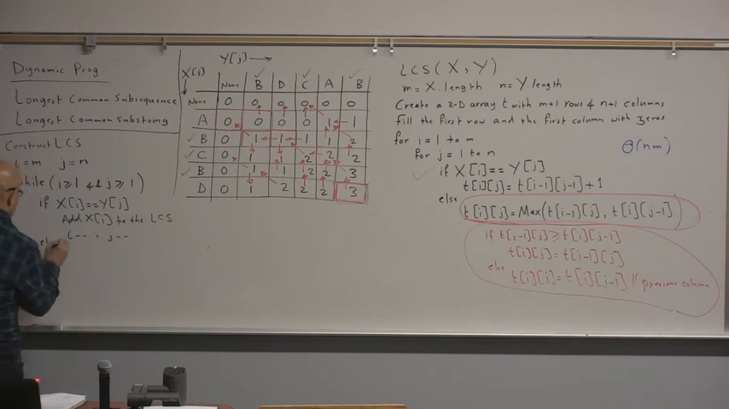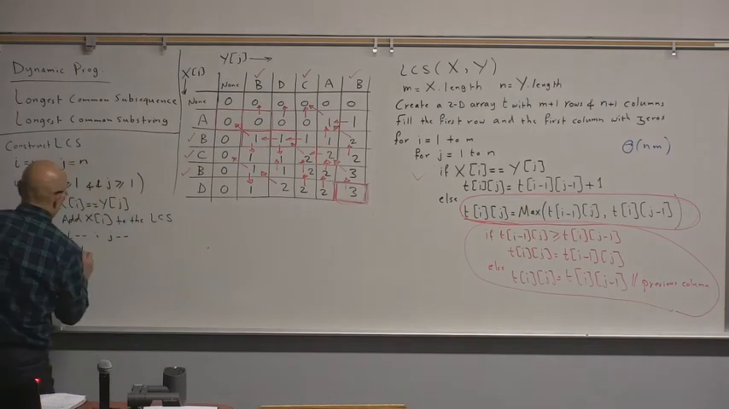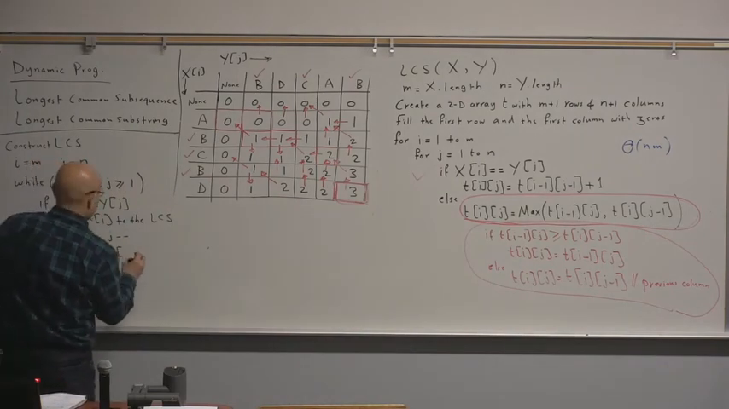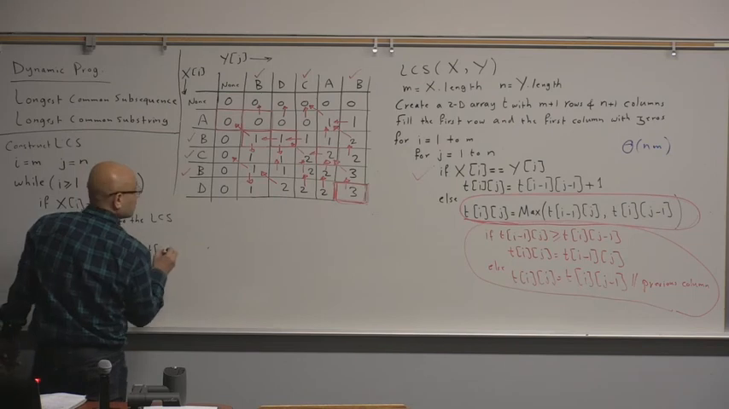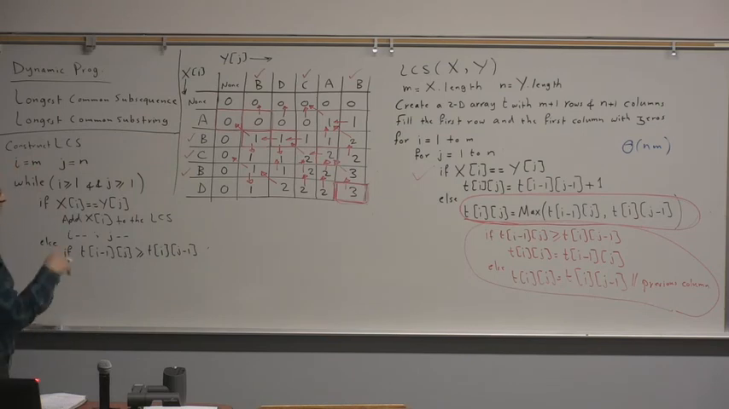Now else, if t of i minus 1, j is greater than or equal to t of i, j minus 1, then we go to the previous row, which means i minus minus. Else, j minus minus. And that's it.